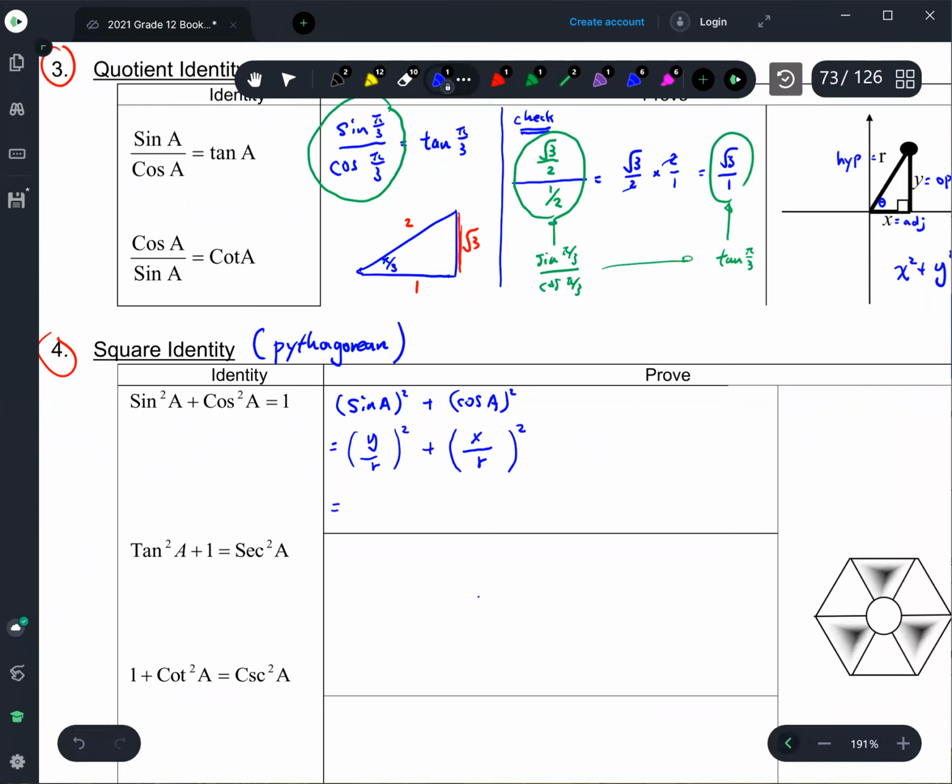So we'll simplify this. We will share in the square. The square will go in. If the inside is dividing or multiplying, then you can share the square. You have y squared over r squared, x squared over r squared. They both have the same denominator, right? So you could add them up.